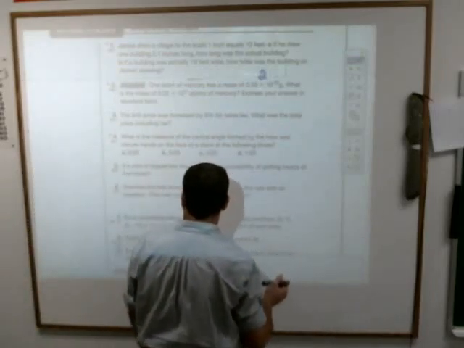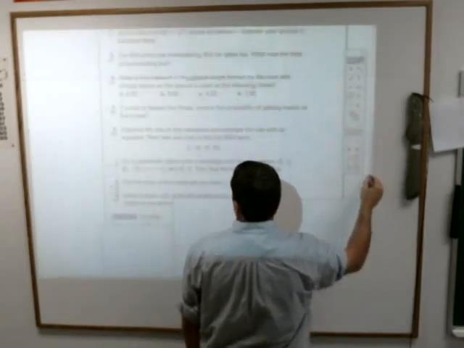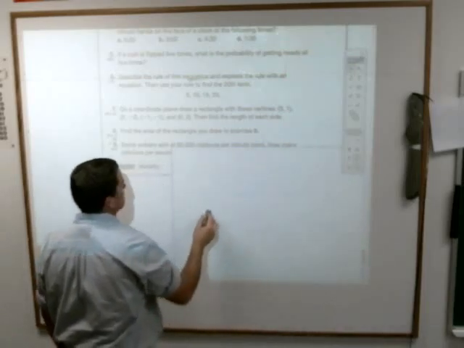Oh, a coordinate plane. Is it better to be on a coordinate plane or a jet plane?